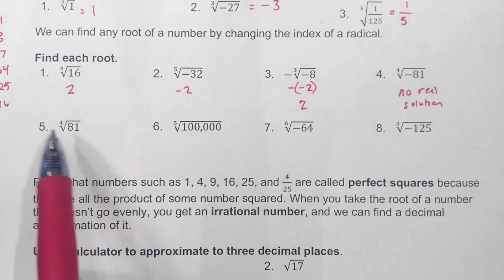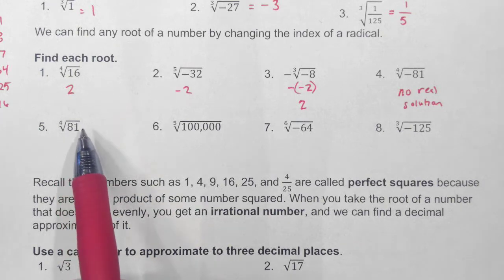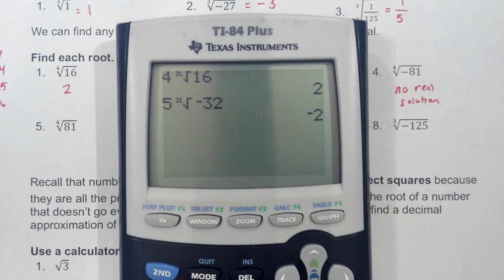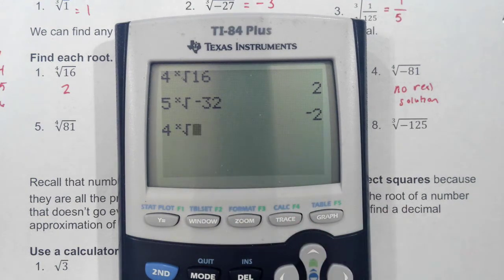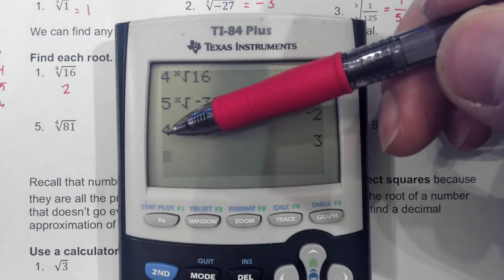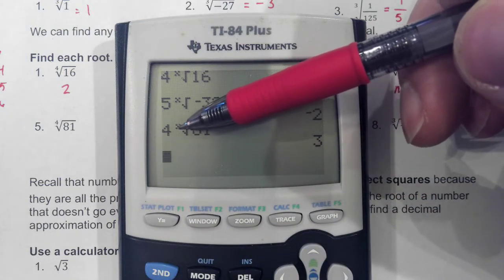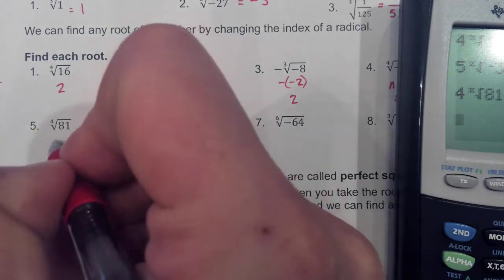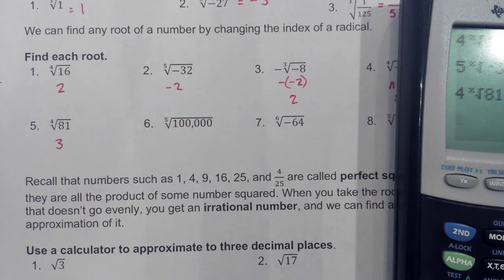We can do the 4th root of positive 81. I just know it is 3, but again, 4 first, second, caret key, get that one that looks like that, and then 81, the 4th root of 81. So what that is saying is that whatever number is out front is taking the place of the little index x. So it's 3. 3 times 3 is 9, times 3 is 27, times 3 is 81.